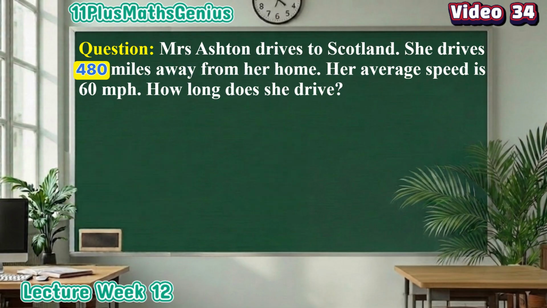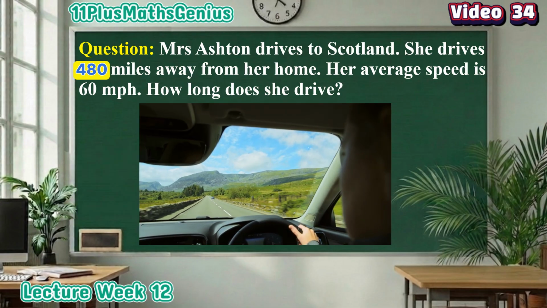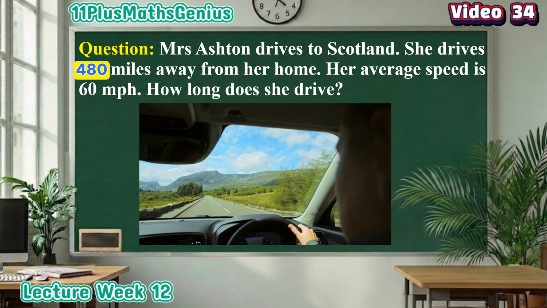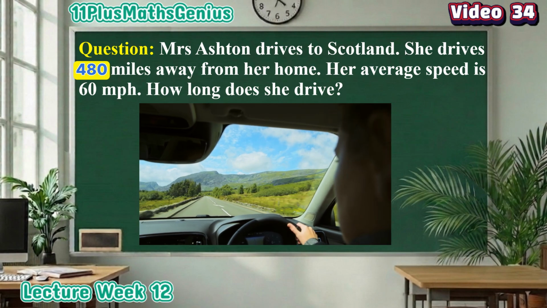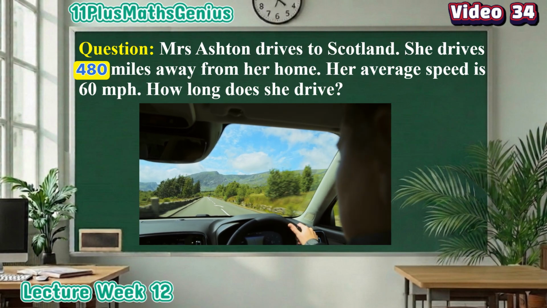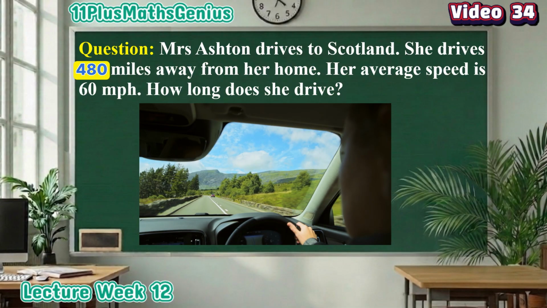Question. Mrs. Ashton drives to Scotland. She drives 480 miles away from her home. Her average speed is 60 miles per hour. How long does she drive?